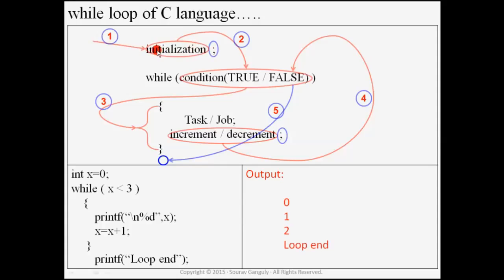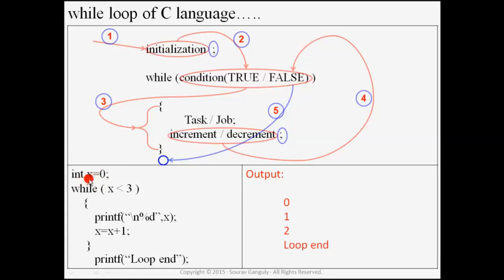This is the initialization section, point 1. The cursor comes here at first. Then it will check the condition. If the condition is true, then the cursor will directly come here, perform its task and increase the value of the variable. Then the cursor will directly come to the condition section. If the condition is true, then this section will execute again. If this condition is false, then the cursor will directly come here.